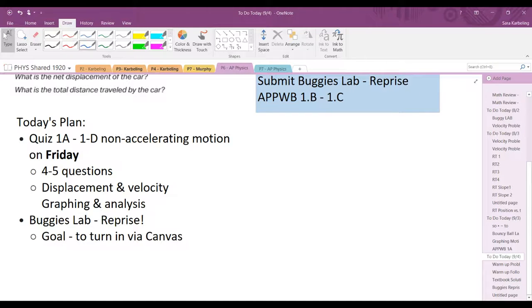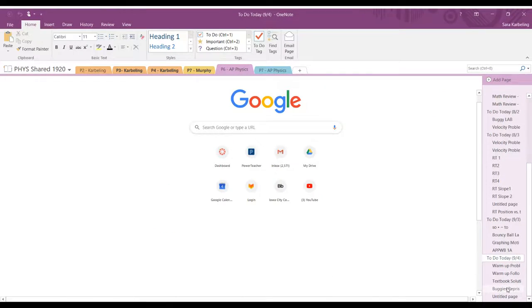All right. So yesterday, I introduced the idea of the Buggy Lab Reprise to you and told you to start thinking, start planning. I'm not going to check what you did between yesterday and today right now. But I do want to show you kind of what I'm expecting.